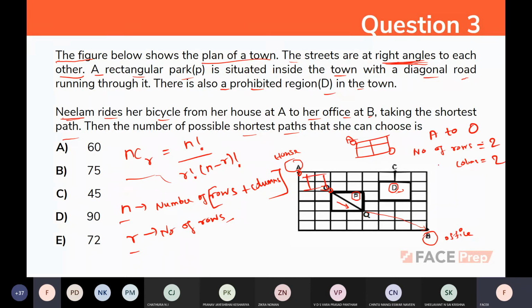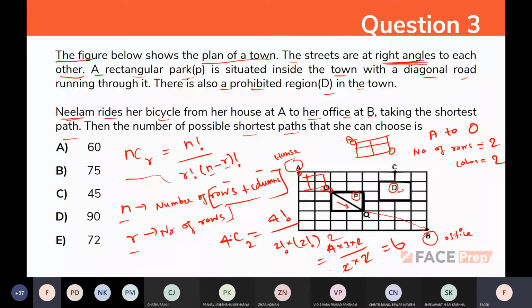Okay, so we can apply it in the formula. N is the addition of rows and columns, right? So n will be 4, C 2. So 4 factorial divided by r factorial, which is 2 factorial, into n minus r, which will be 4 minus 2, which will be 2 factorial. So 4 into 3 into 2 divided by 2 into 2. If we cancel this, we will end up with 6.